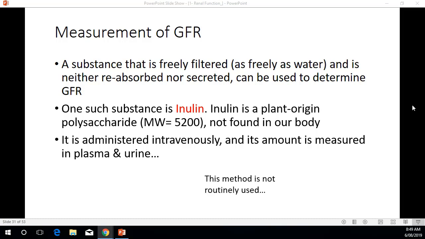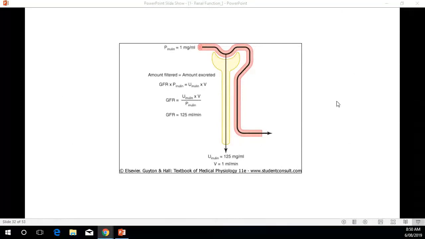But this is a troublesome method. You have to have the patient in the hospital or in the clinic. You have to administer inulin, which is a foreign substance, and then you have to measure blood levels, urine levels, and so on. It takes time. Okay. But you know, we want a shortcut, right? This is just to give you an idea that inulin, when it's passing through the glomerulus, it only gets filtered. Passing through the tubules, nothing happens to it. So whatever was filtered will appear in the urine.